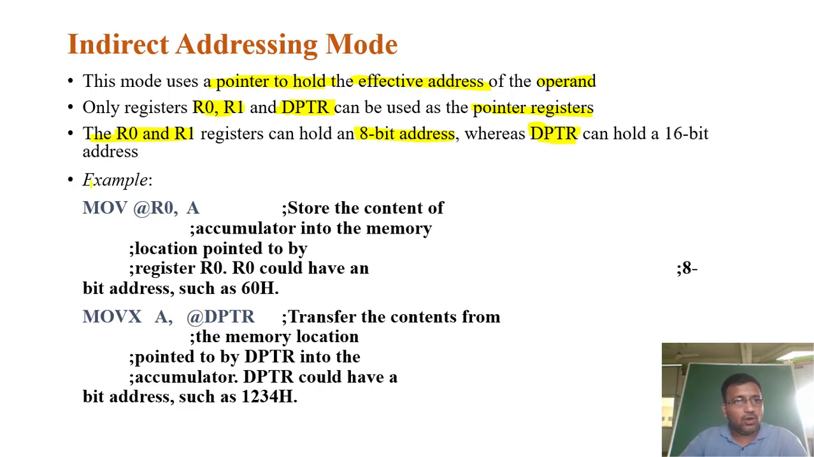So here is an example of this indirect addressing mode: MOV @R0, A.